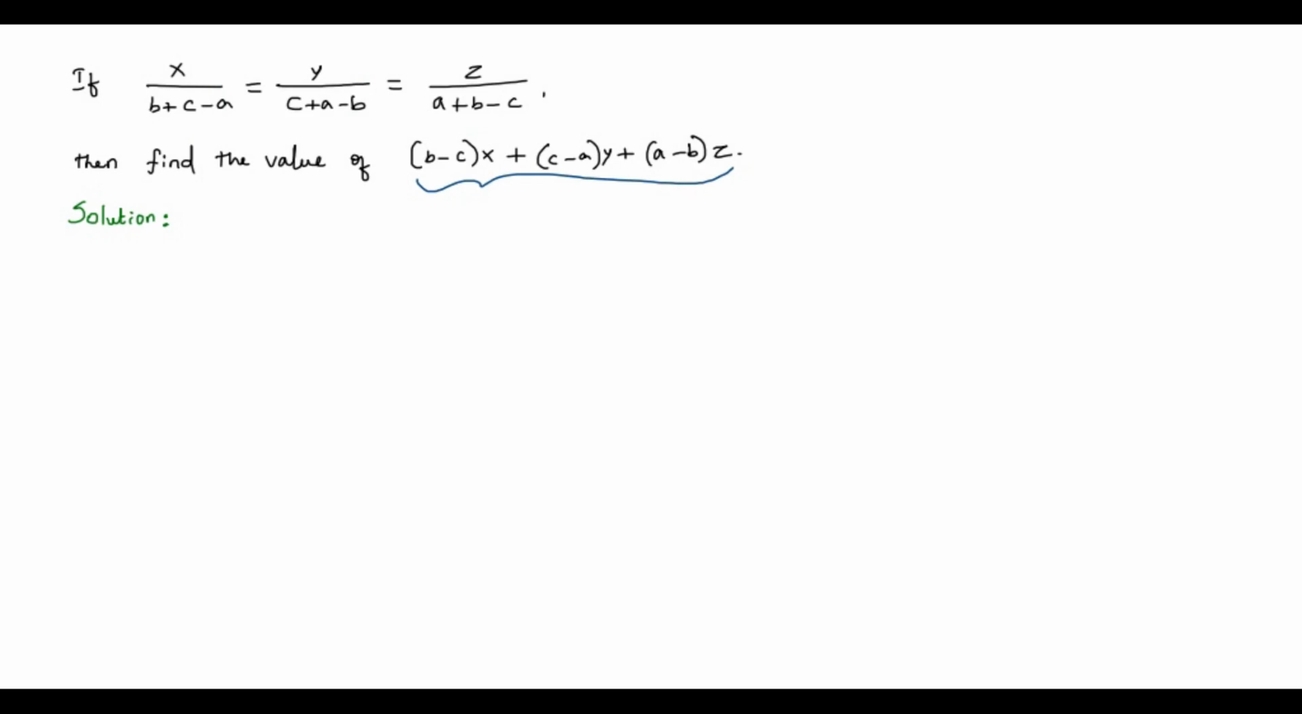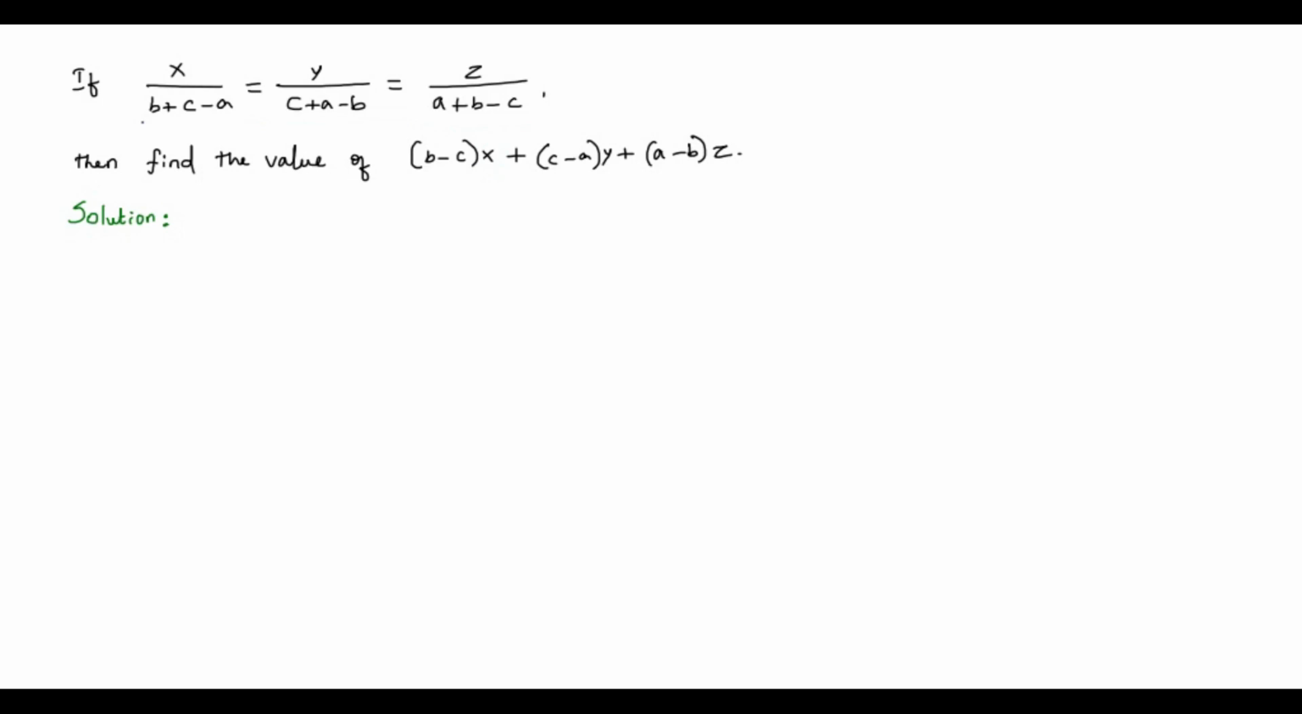Okay, so from the continued proportion, if I get the values of x, y and z, I can substitute for x, y and z into the expression and I can get the value of this expression. So now my aim is to get the value of x, y and z from the given continued proportion. To get the values of x, y and z, what I am going to do is assume some value for each ratio.